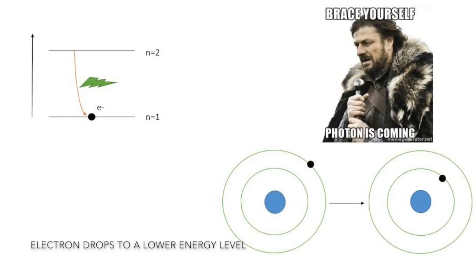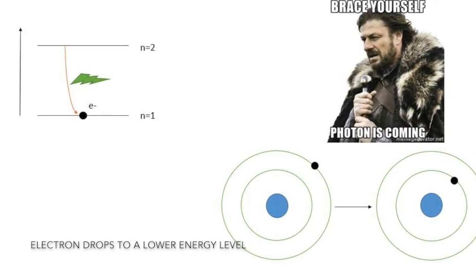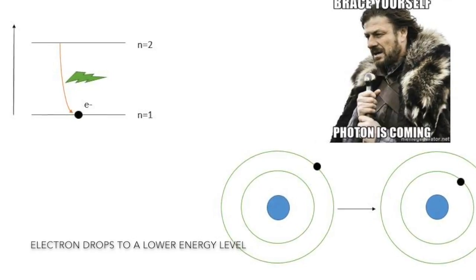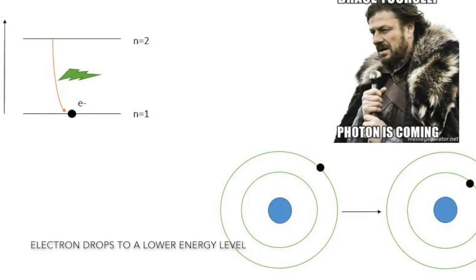And when the electron moves down from the excited state, it emits a photon with the same wavelength as the energy needed to jump the electron from the ground state to the higher energy state.